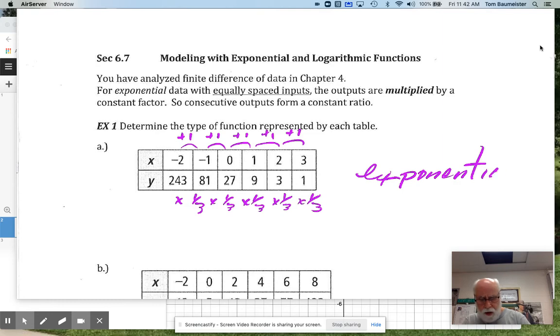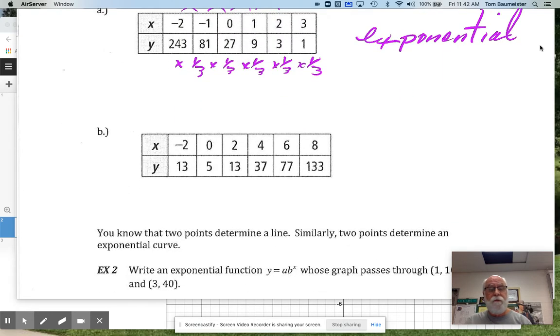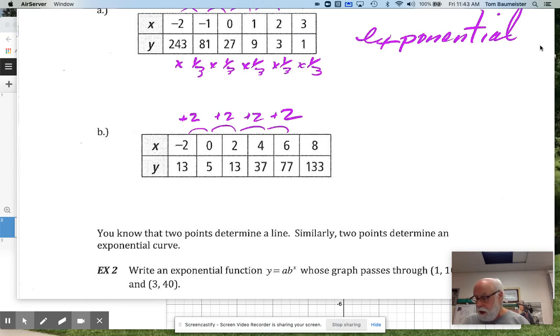So I think they're just going to ask you on the homework to tell if it's exponential or whatever else it is. On this one right here, it is going the same. It's going by +2. But if you take 13 over 5, it's not the same as 5 over 13. So right there, that tells you that it's not a constant ratio.